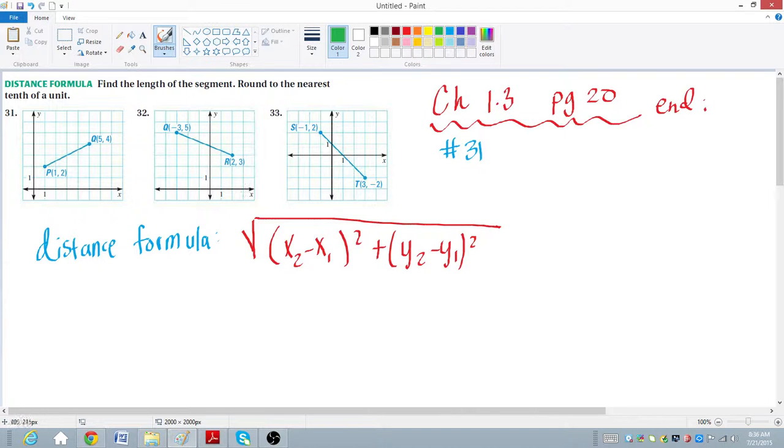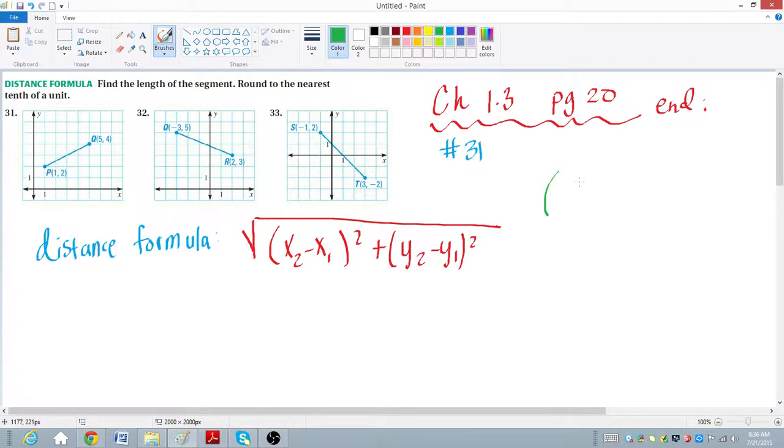Now I have the 2 points. Make sure you know the formula first. The formula is the square root of x2 minus x1, so point 2 minus point 1, plus y2 minus y1. Then you need to know your 2 points. Usually I'll stack it up. I could pick any 2 points.